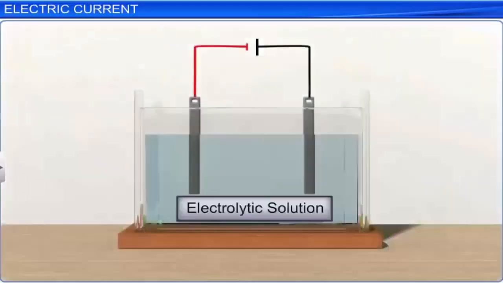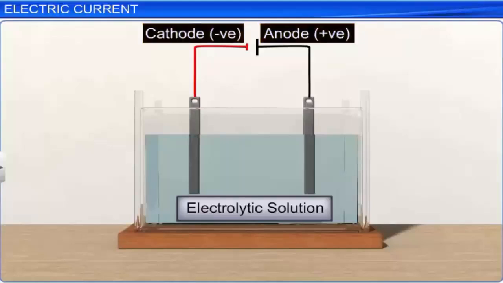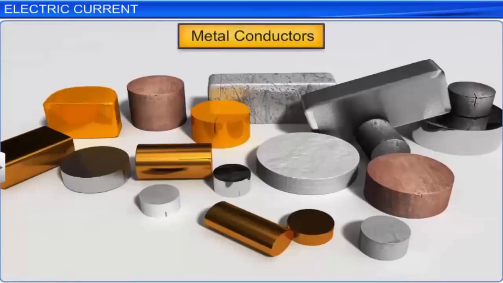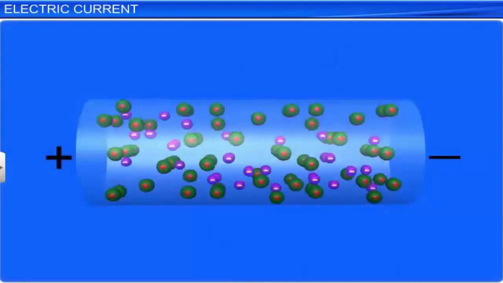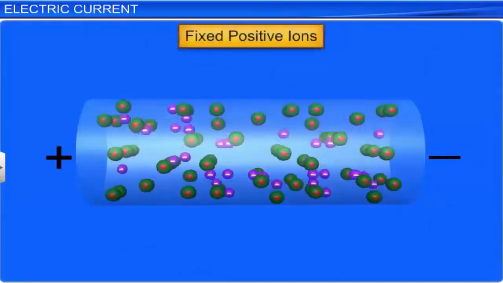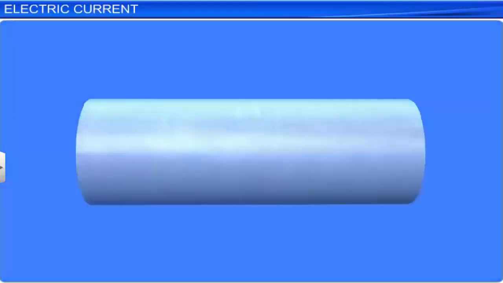Electrolytic solutions are also categorized as conductors, as both positive and negative charges move when an electric field is applied. In this chapter, we will emphasize solid metal conductors, where a current is constituted by the movement of negatively charged free electrons in the background of fixed positive ions. Consider a metal object when no electric field is present.